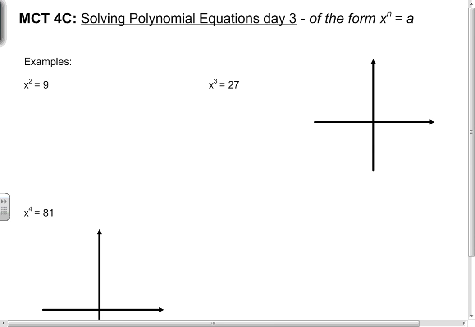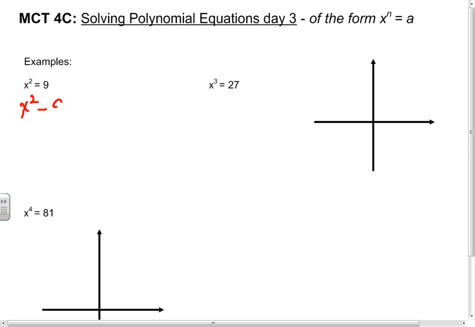All right, grade 12s, we're on our third day of solving polynomial equations, and these ones are kind of sweet. We're looking at polynomial equations where we have a power equals a number. So something like x squared equals 9, and I don't mean to insult your intelligence. You know that the answer is 3 or negative 3, but this is where it would come from.